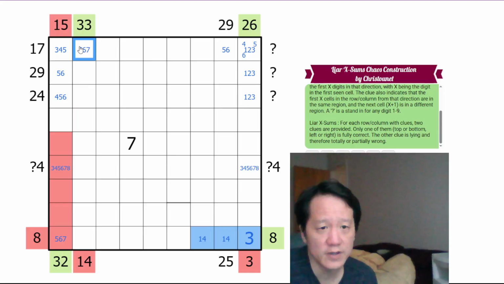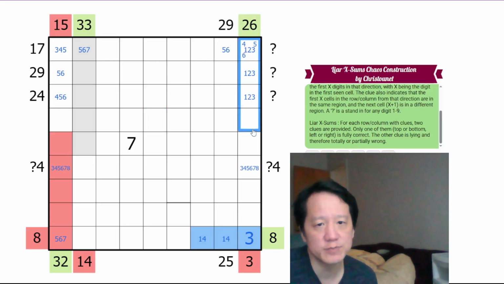So we have 5 here. This is valid. So therefore, this must be 4, 5, or 6, which means this is invalid, which means this is valid. Oops. Green. So it has to be at least these.